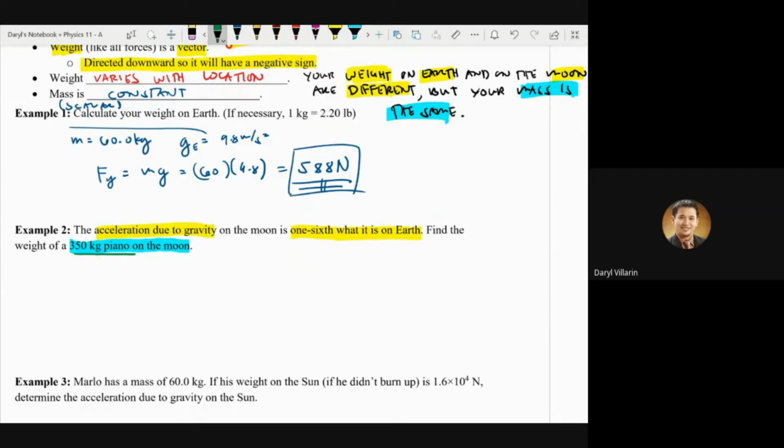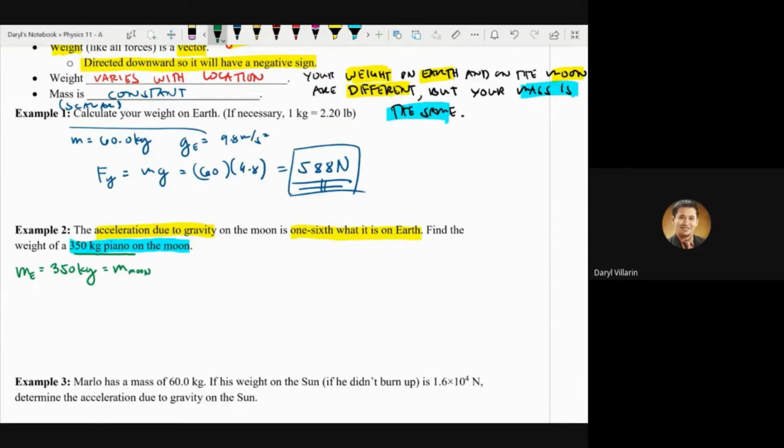So you know that mass would not change. So that means that the mass of the piano on Earth, I'm just going to use mass on Earth, is 350 kilograms, which is equivalent to the mass on the moon. Again, remember, mass would not change. So therefore, its mass, regardless of its location, would be 350 kilograms.